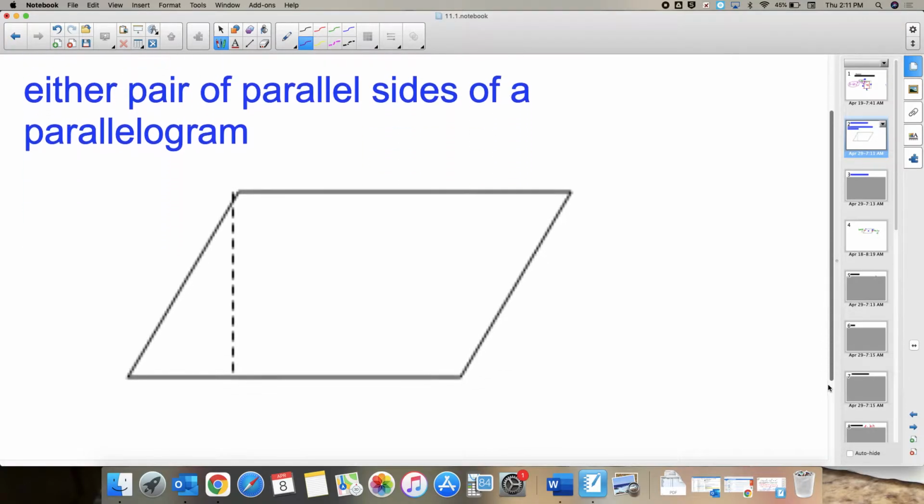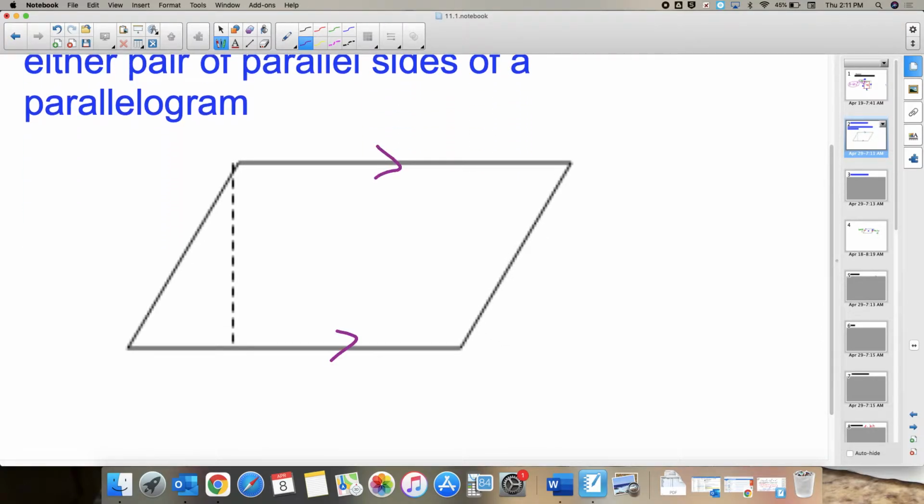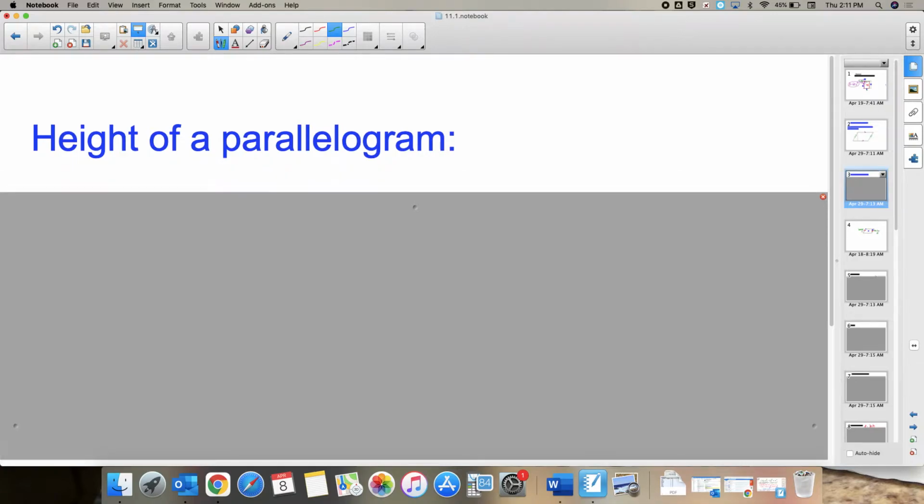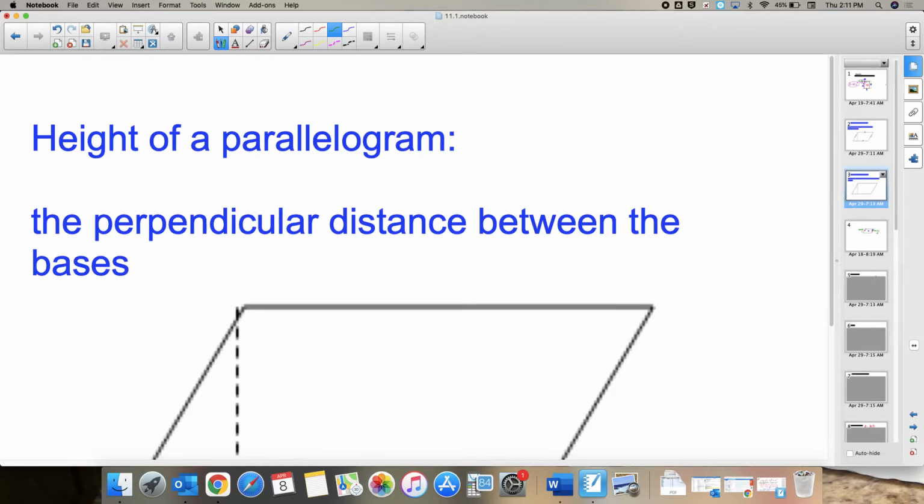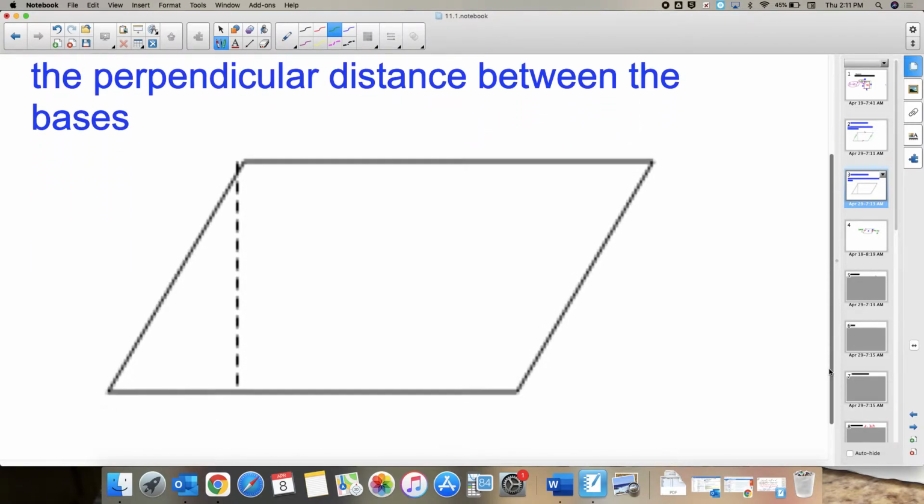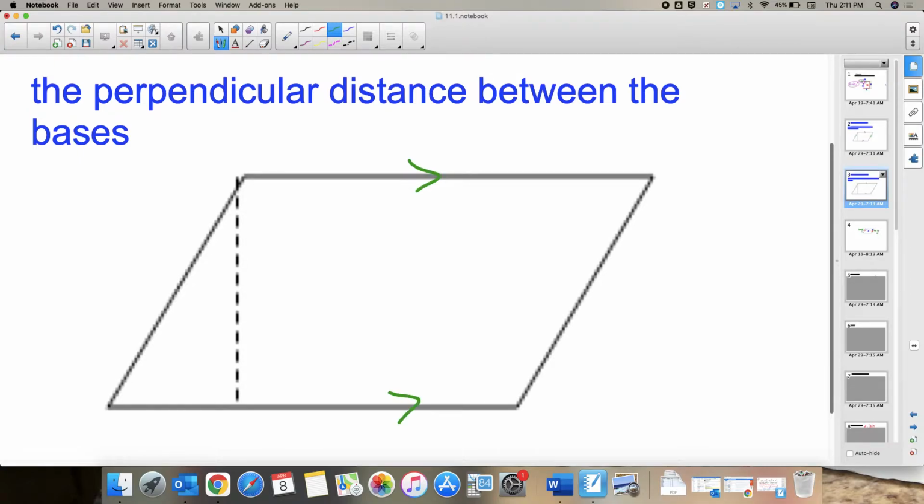In my parallelogram here, I could look at the top and bottom being a set of bases, or I could do the left and the right being a set of bases. It is either pair of parallel sides. The key is when you go to pick your height. The height of your parallelogram, it is the perpendicular distance between the bases. Right? There are two different heights in your parallelogram. If you pick the top and the bottom as your bases, then your height is the perpendicular distance from the top to the bottom. That is a height.